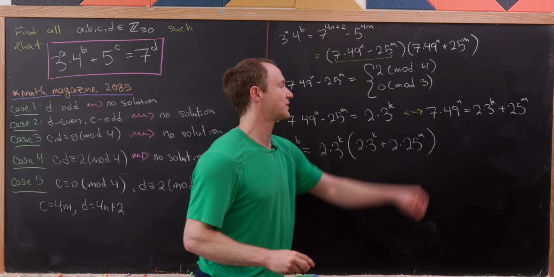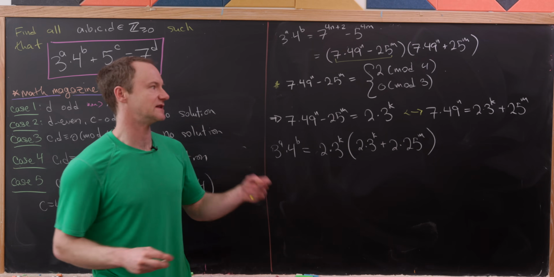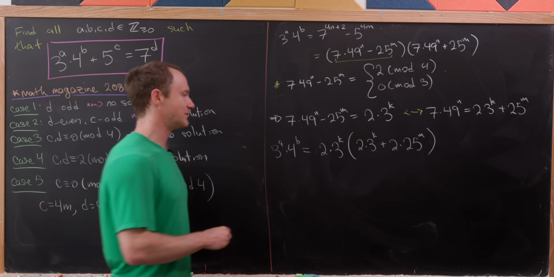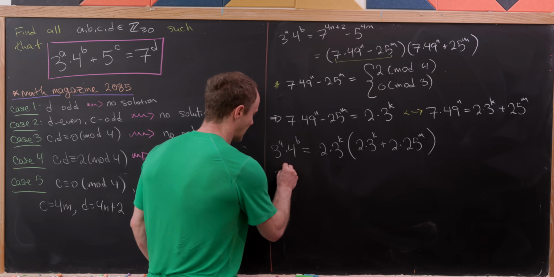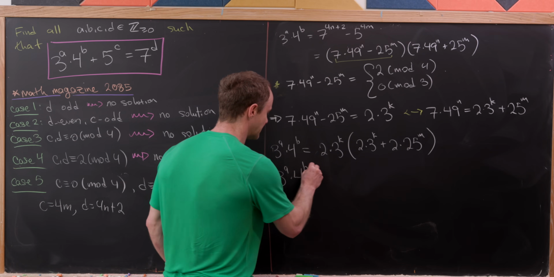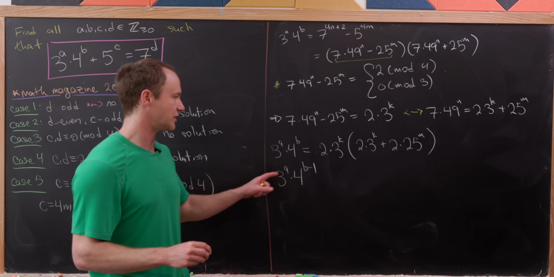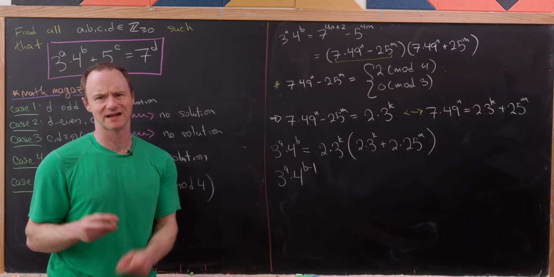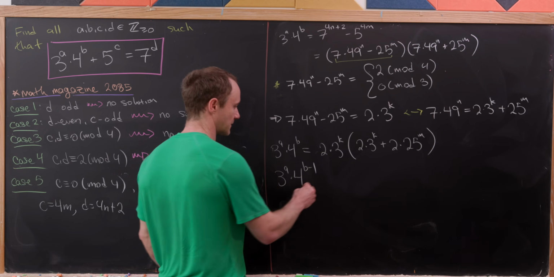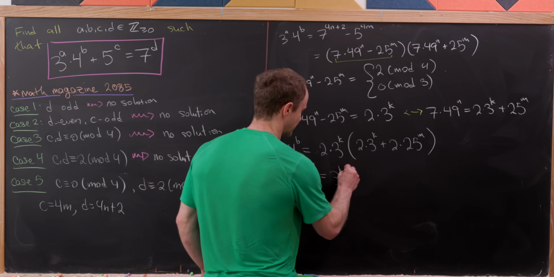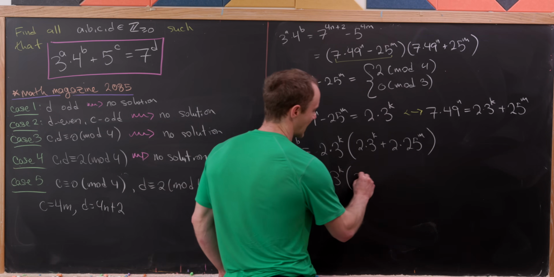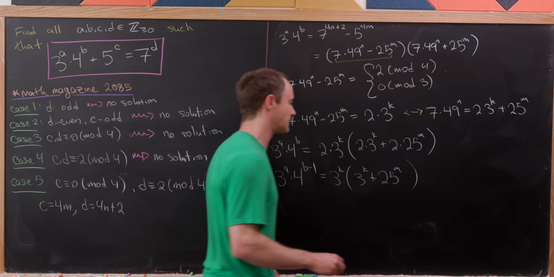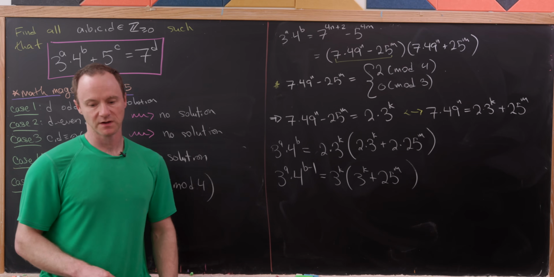And that's just from replacing the 7 times 49 to the n with what we have over there. Now we can divide both sides by 4. We'll have 3 times 4 to the b minus 1. I guess here you need to argue that b is bigger than or equal to 1, but the right-hand side is kind of obviously a multiple of 4. And then that's going to give us 3 to the k, and then we'll have 3 to the k plus 25 to the m. We divided 2 from both of those parts.